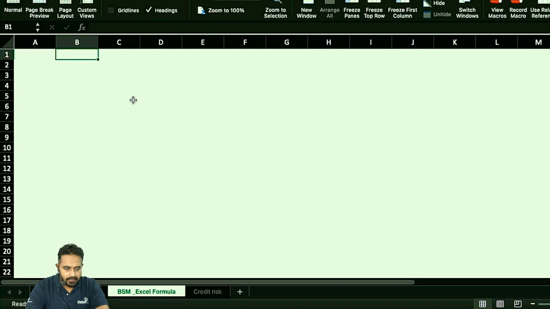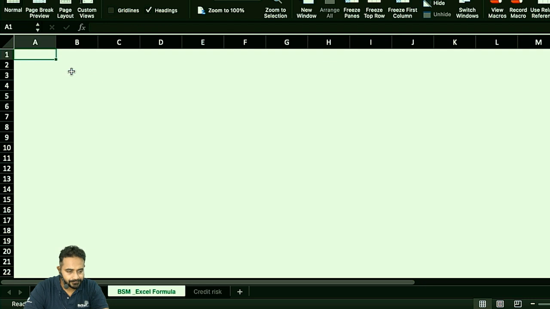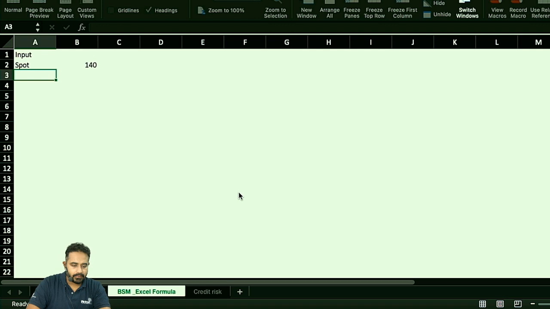All right. So by the way, in the context of the agenda, we're still on point number two. We're still learning the Excel formula integration here. Okay, so these would be the inputs into the model. We'll have to put in certain inputs. First, we'll have to enter a spot price here. So in this example, I kept it as 140. Then we will need the strike price.